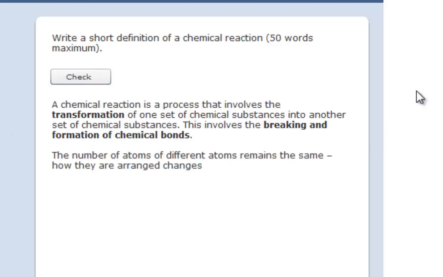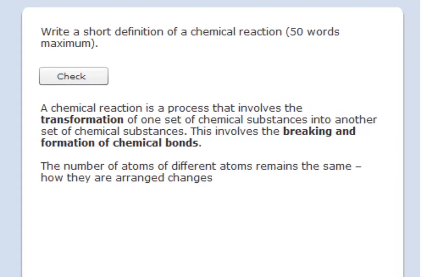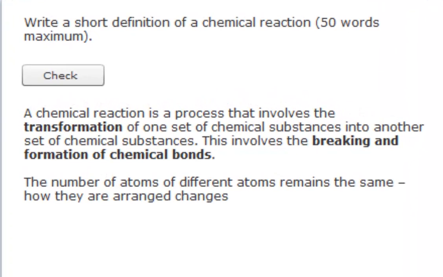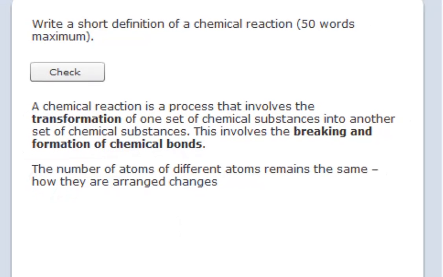So click on check. And it says a chemical reaction is a process involving the transformation of one set of chemical substances into another set of chemical substances, involving the breaking and forming of chemical bonds. An important point down here, conservation of matter, really. We start off with X carbon atoms, for example, and Y hydrogen atoms. We do the reaction, at the end of the reaction we still have X carbon atoms and Y hydrogen atoms, though we've rearranged them somewhat. Okay, moving on.